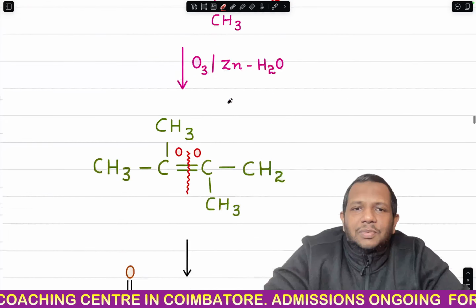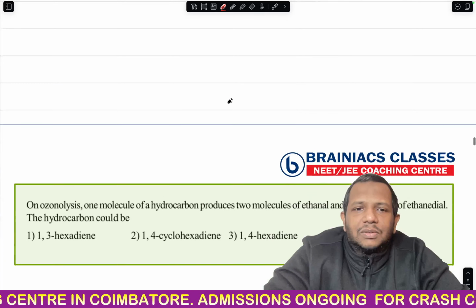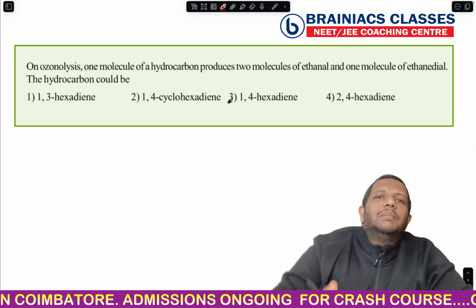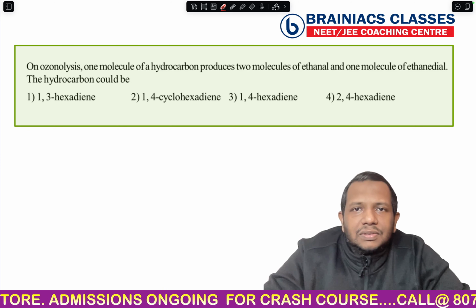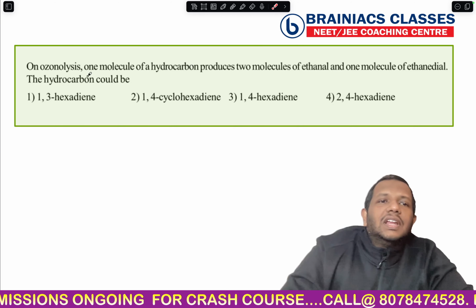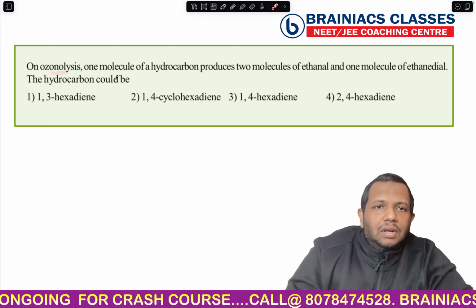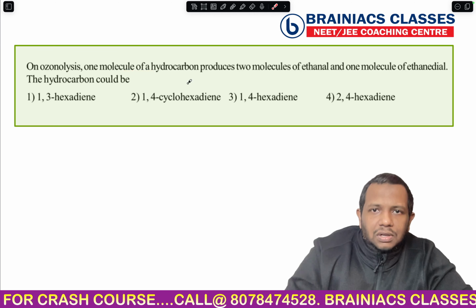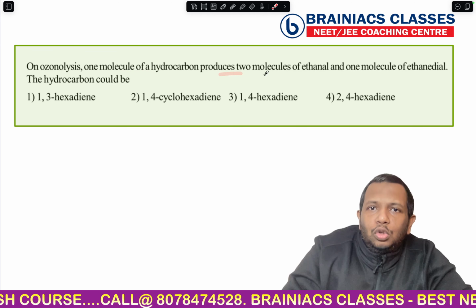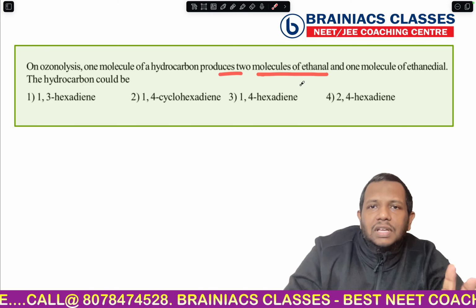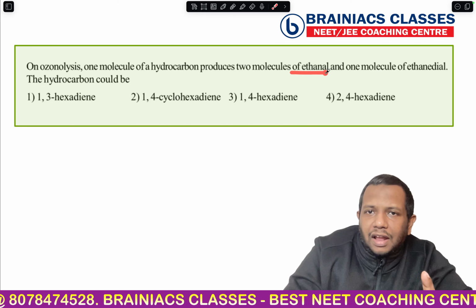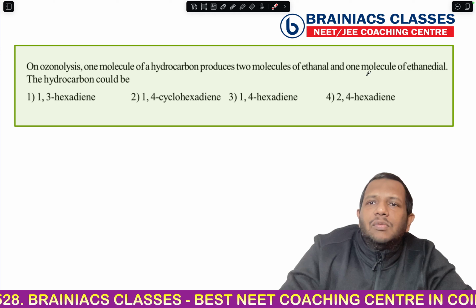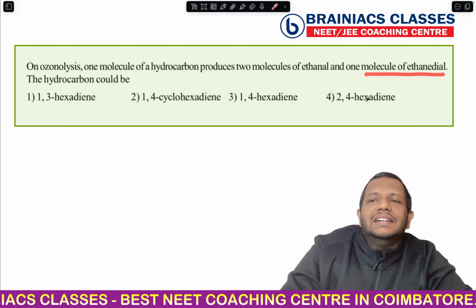Okay, so I hope this question is clear for you. This is also a question from ozonolysis. Please, all of you, read the question first. The question here is: on ozonolysis, one molecule of a hydrocarbon produces two molecules of ethanal. So they are telling us two molecules of aldehyde are produced, ethanal, and one molecule of ethane dial.